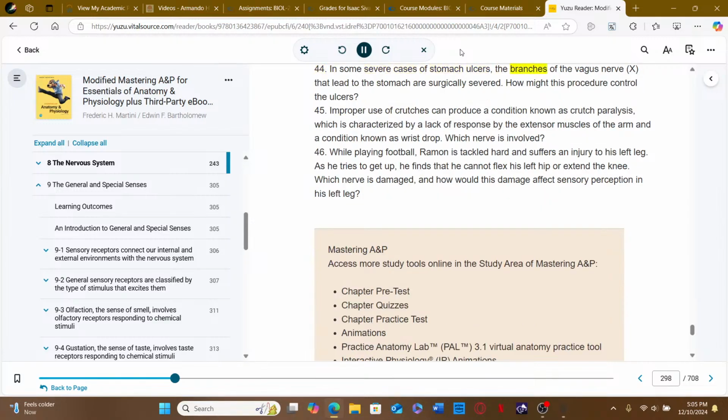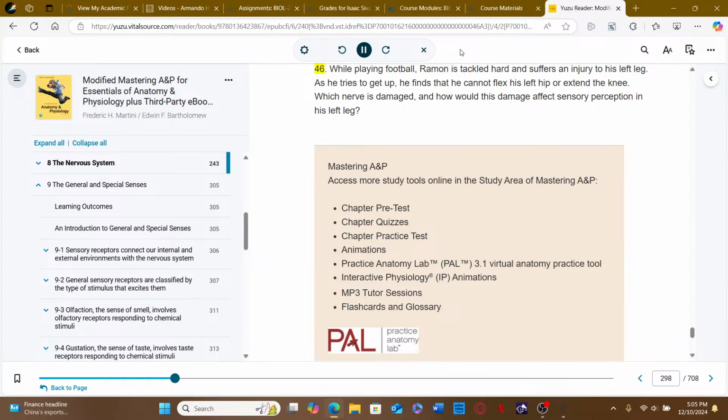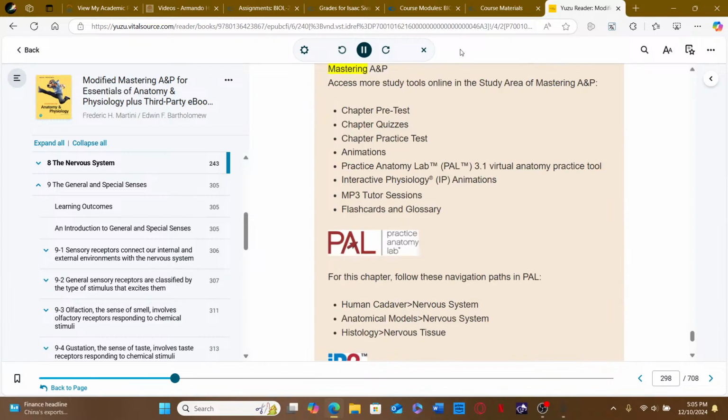44 In some severe cases of stomach ulcers, the branches of the vagus nerve, CN X, that lead to the stomach are surgically severed. How might this procedure control the ulcers? 45 Improper use of crutches can produce a condition known as crutch paralysis, which is characterized by a lack of response by the extensor muscles of the arm and a condition known as wrist drop. Which nerve is involved? 46 While playing football, Ramon is tackled hard and suffers an injury to his left leg. As he tries to get up, he finds that he cannot flex his left hip or extend the knee. Which nerve is damaged, and how would this damage affect sensory perception in his left leg?